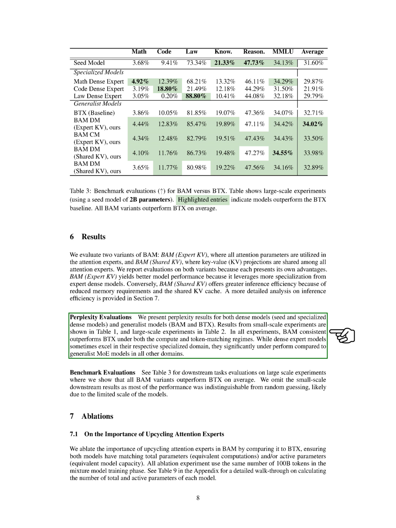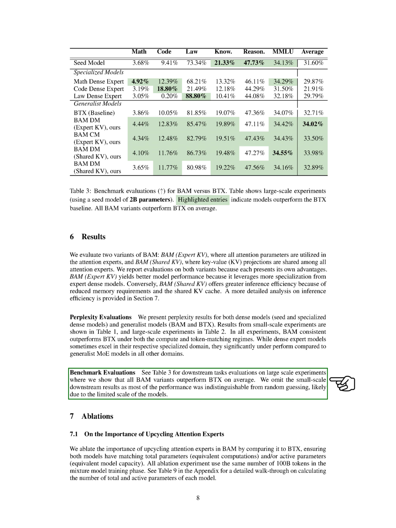Although dense expert models can excel in their specific areas, they generally fall short compared to generalist models in other domains. Next, we provide benchmark evaluations for downstream tasks in large-scale experiments, where all BAM variants outperform BTX on average. We do not include small-scale downstream results since they mostly resemble random guessing, likely due to the limited model scale.